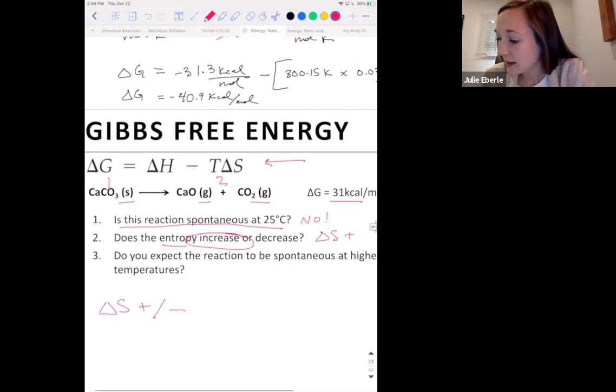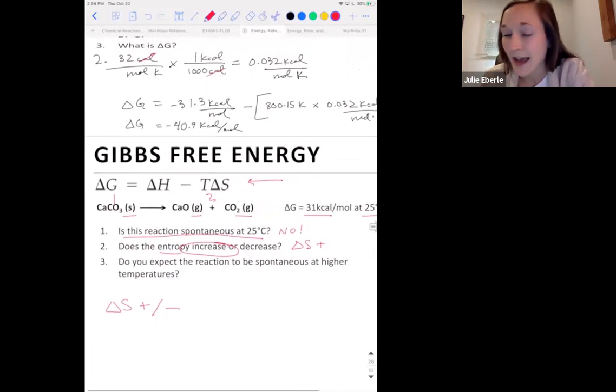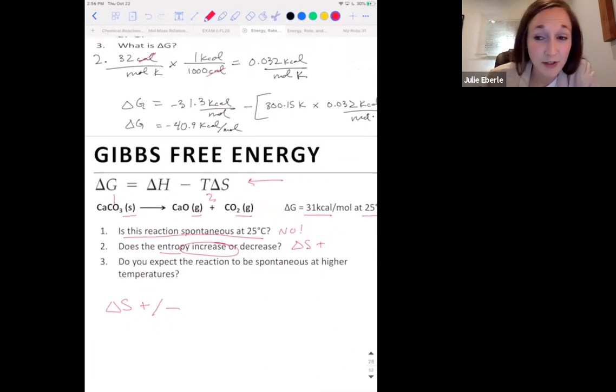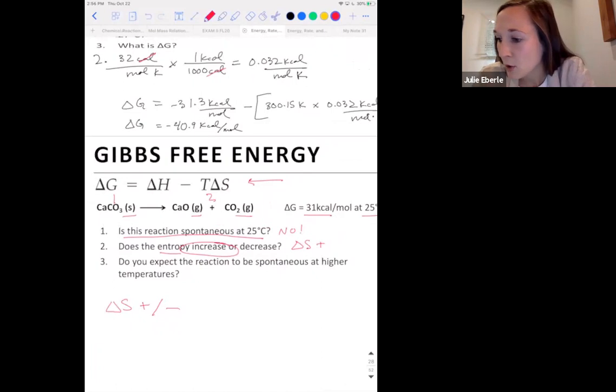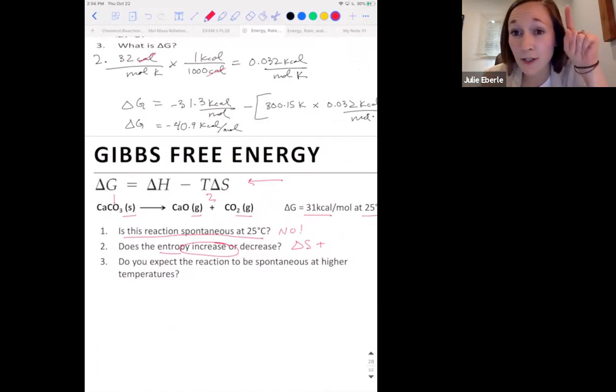Third thing, do you expect the reaction to be spontaneous at higher temperatures? This is the hardest question with this problem, and it's not necessarily a straightforward thing. So I need to analyze a few things first. I'm going to walk you through how to think about these questions. I think you have a couple on your homework that allude to stuff like this, so I would take notes here and it'll help you on a homework question.